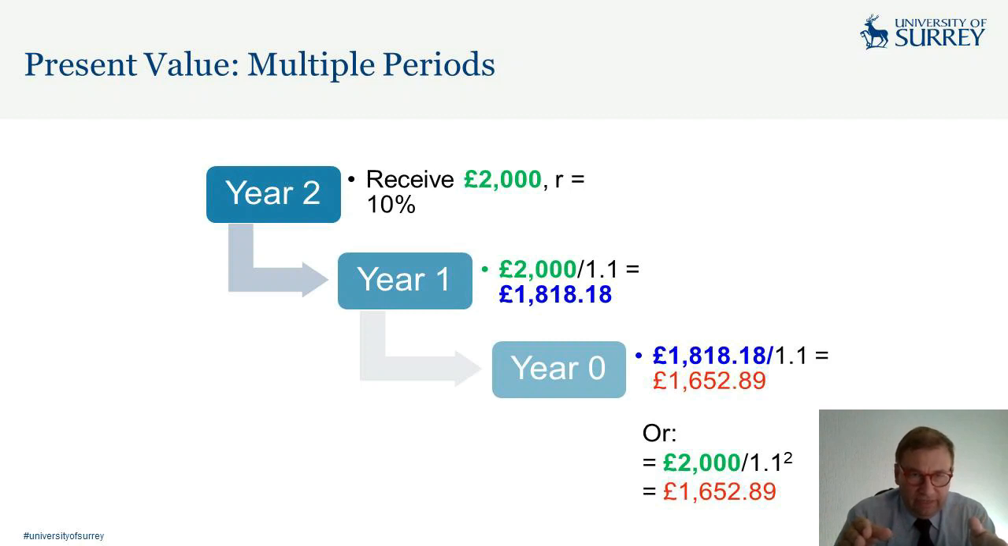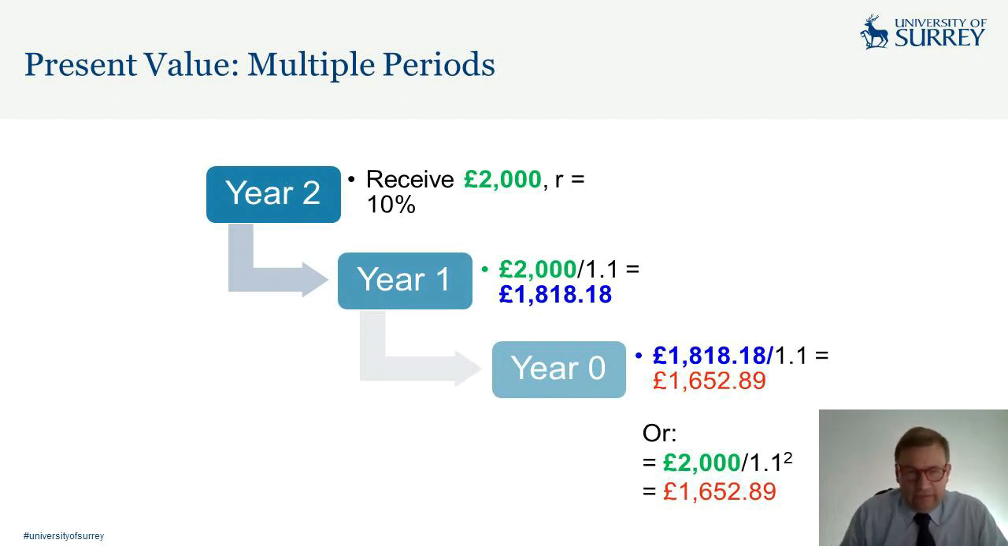You are smart in mathematics, so you know that we would arrive at exactly the same figure doing the same thing as 2,000 divided by 1.1 squared. So the answer to how much is the present value of the 2,000 received in year 2 at the interest rate of 10% is that the present value of this £2,000 is 1,652.89.